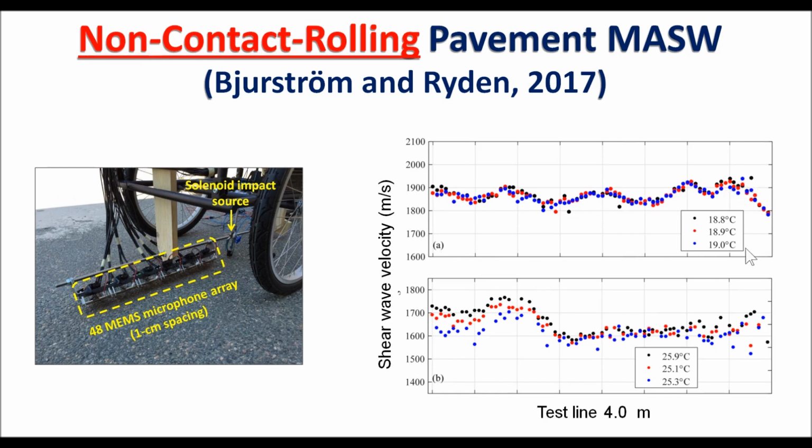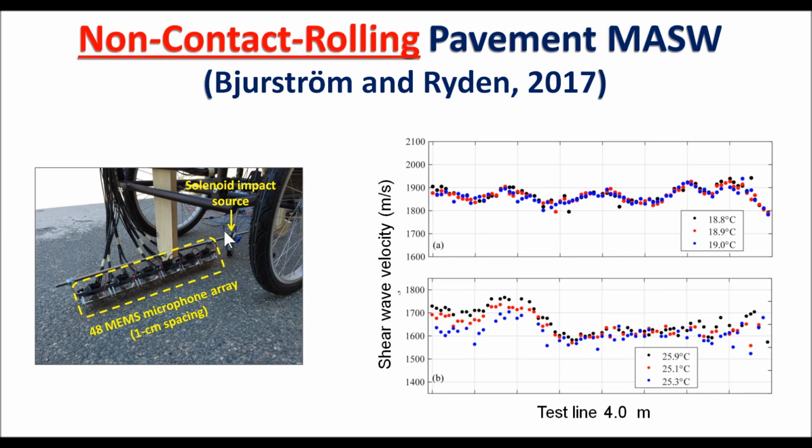This horizontal axis is the surface distance, so we are looking at shear wave velocity variation from different surface locations on top of the pavement. And different colors indicate shear wave velocity measurements at different temperatures. We see obvious change with the temperature. So everything seems to be ready to become a practical approach, but there was one issue still at this time, which was very slow rolling speed.